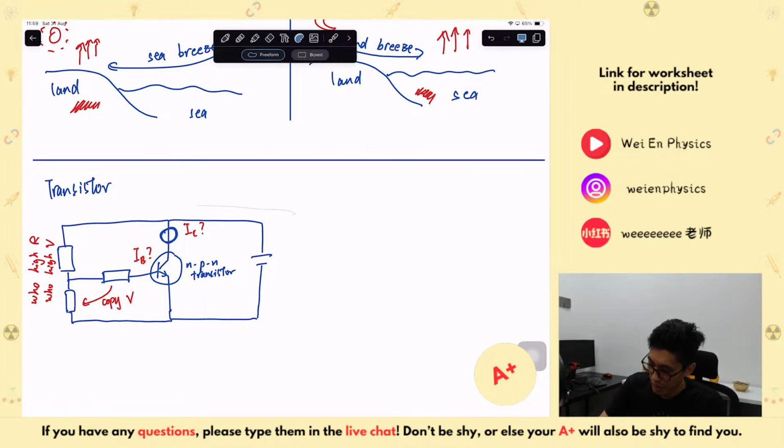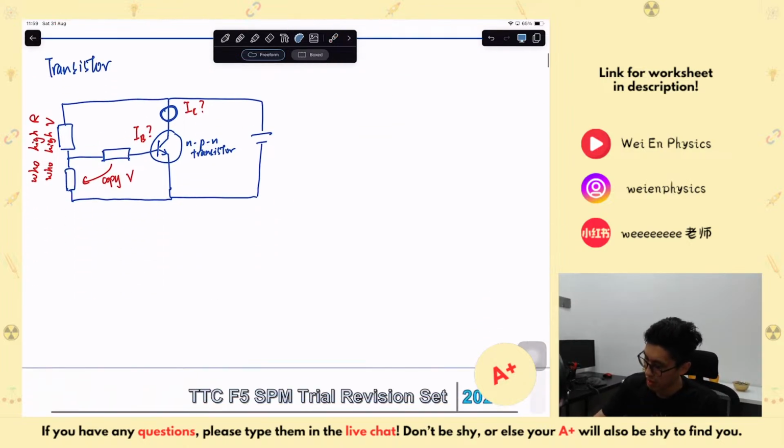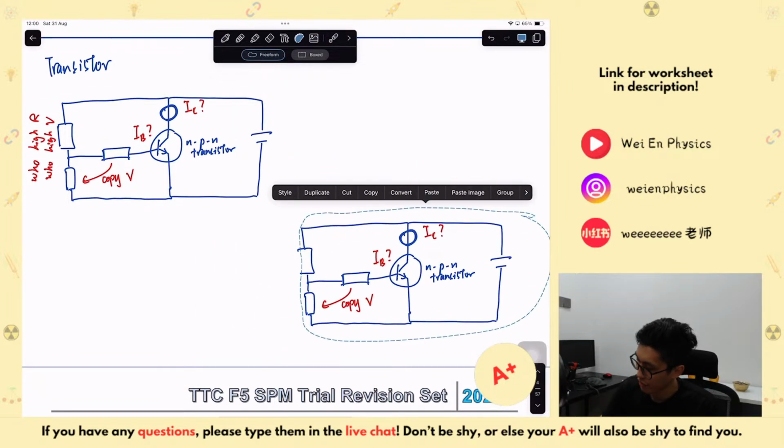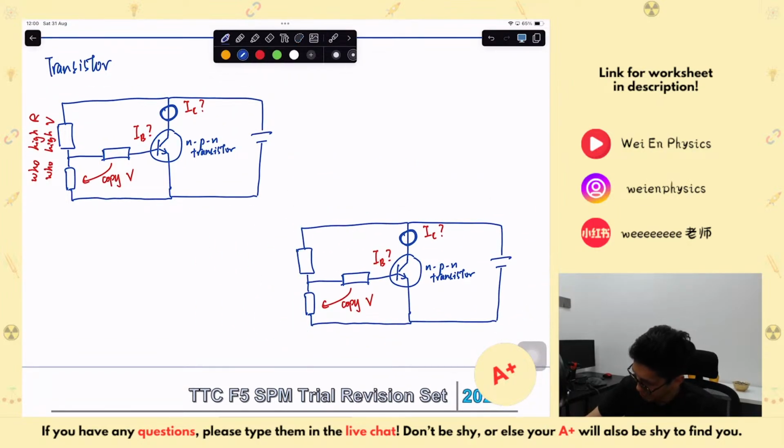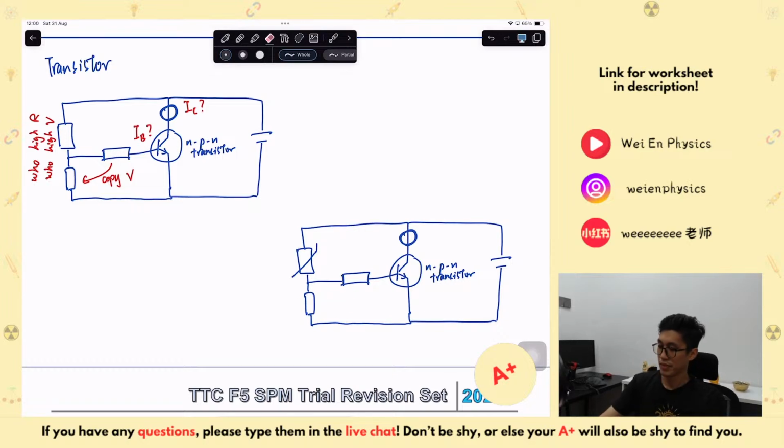So let me give you an example. I'm just going to give a simple example. Let's say we do one example with a thermistor. This is what a thermistor looks like. Okay? So a thermistor, and then let's say here I put a siren. Okay, let's say this is a siren. I'll just draw a speaker.